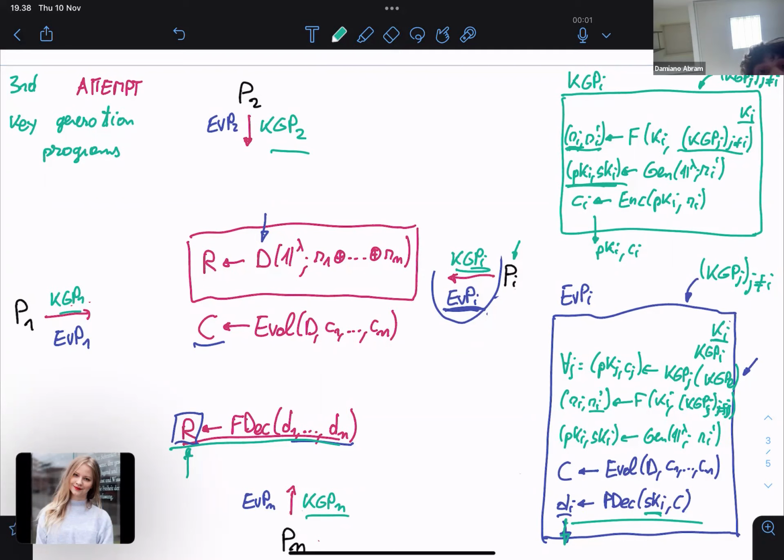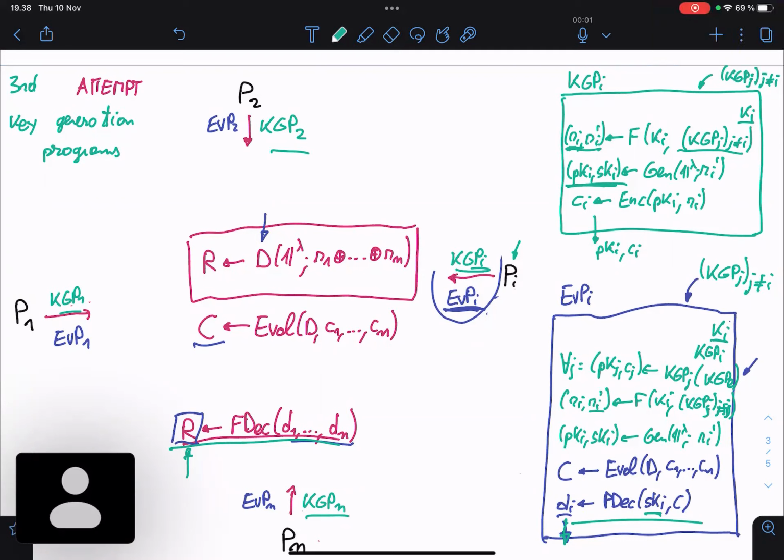Security can be proven if it wasn't for one little detail. Sorry, I have a question. So here you don't need to share the EVP, right? You only need to share the key generation programs to everyone. No, we also send the evaluation programs. We send both of them.